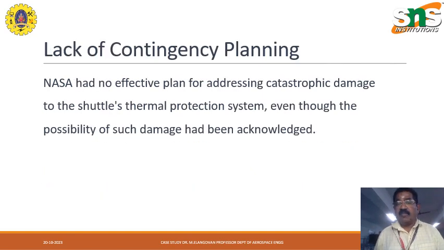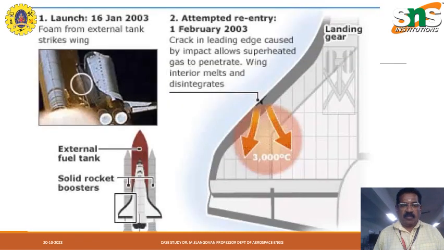There was a lack of contingency plan. NASA had no effective plan for addressing catastrophic damage to the shuttle's thermal protection system, even though the possibility of such damage had been acknowledged. This is actually how the whole thing happened. The tiles are here, and there is a crack in the leading edge caused by the impact. It allowed the superheated gas to penetrate. The wing interior melts, and the whole thing disintegrates at 3000 degrees Celsius.